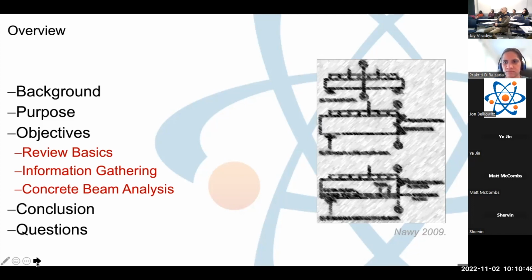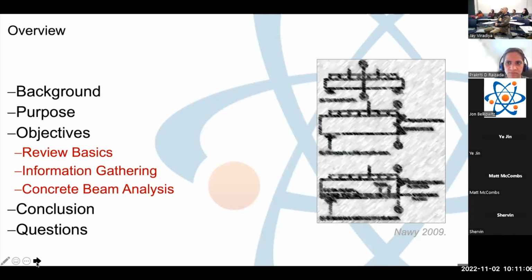And if you haven't taken reinforced concrete yet, don't worry about it. It's easy peasy mac and cheesy, and we're going to go over that today. Then we're going to look at that picture in more detail and start gathering some information to create our assumptions. And that'll lead us into our concrete beam analysis, because that's what we're going to do.